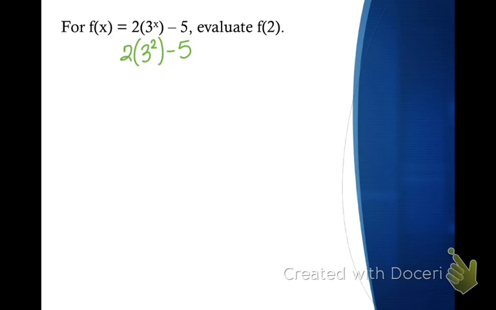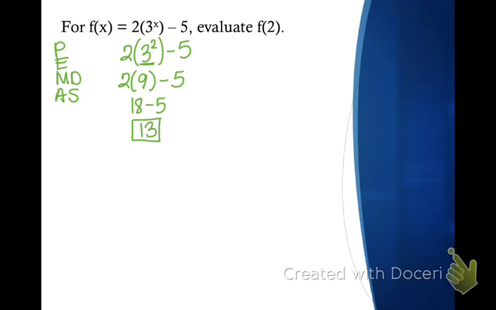Don't forget what our order of operations says here, okay? As we go through and evaluate these, this is going to be really, really important. Parentheses first, which means I have to do what's inside here. And that happens to be an exponent. 3 to the second power means 3 times itself, so that would be 9. So now I have 2 times 9 minus 5. And then we have to do multiplication, so I get 18 minus 5, which is 13.